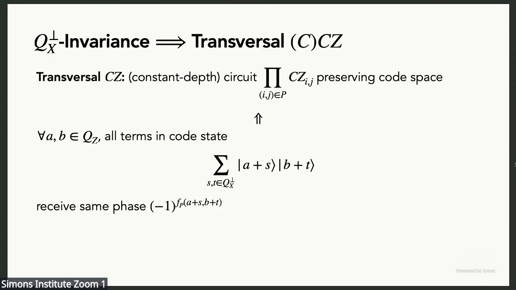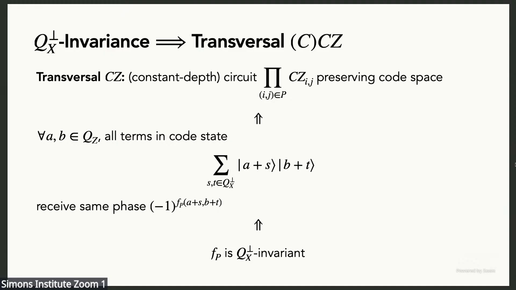It looks like the sum over all S, T in QX perp of ket A plus S and ket B plus T. We want all terms in this sum to receive the same phase, because that means that this entire sum under our physical gate is mapped to some other code state. So that basically just means that we want FP of A plus S comma B plus T to have the same value for all S and T in QX perp, which is literally just the definition of QX perp invariance.